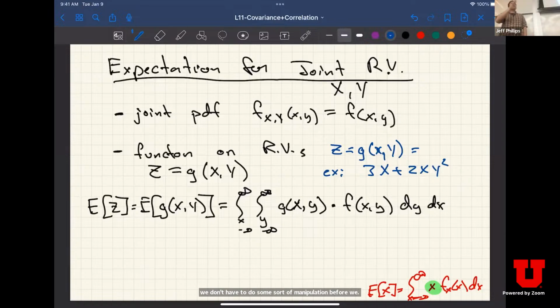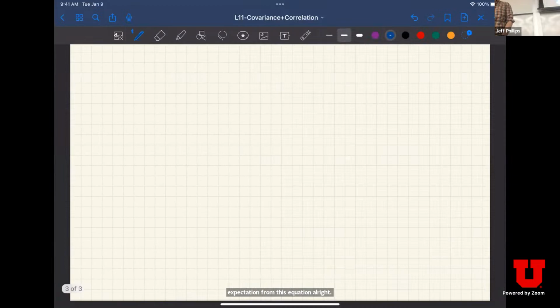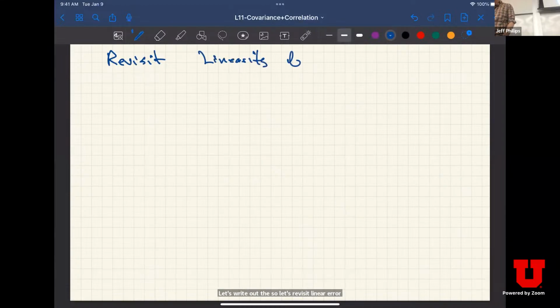All right, I'm going to give a little intuition on why this is true, and illustrate why linearity of expectation holds. I'm going to derive linearity of expectation from this equation. So let's revisit linearity of expectation, and now we'll go through this with two random variables.